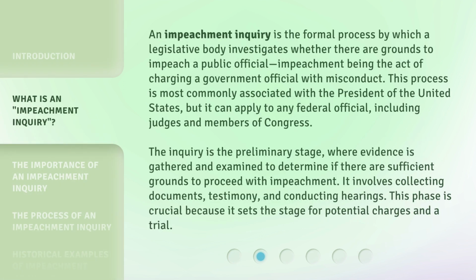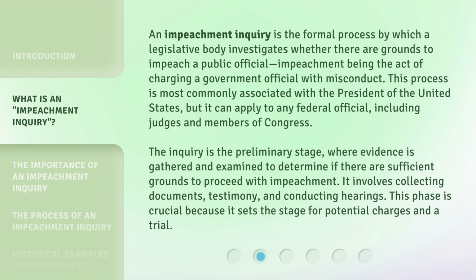An impeachment inquiry is the formal process by which a legislative body investigates whether there are grounds to impeach a public official. Impeachment being the act of charging a government official with misconduct. This process is most commonly associated with the President of the United States, but it can apply to any federal official, including judges and members of Congress.